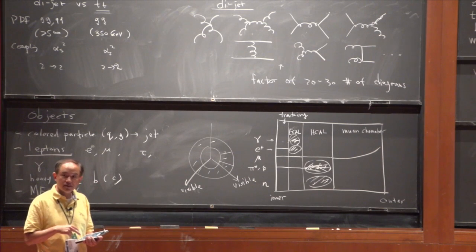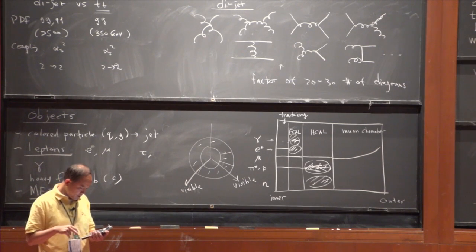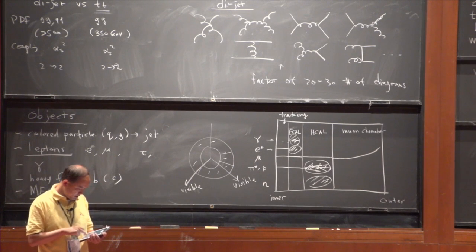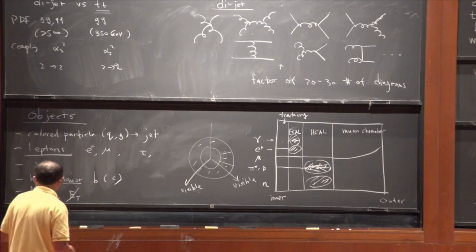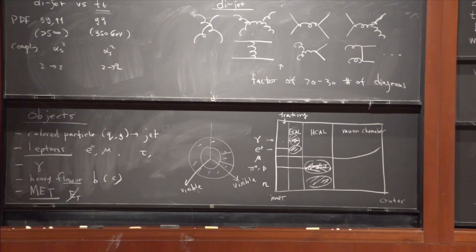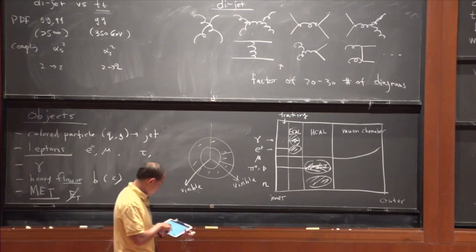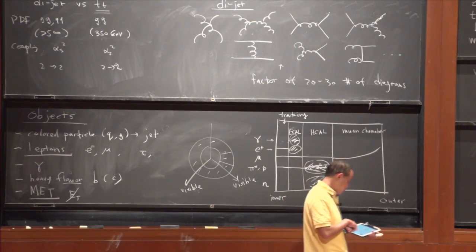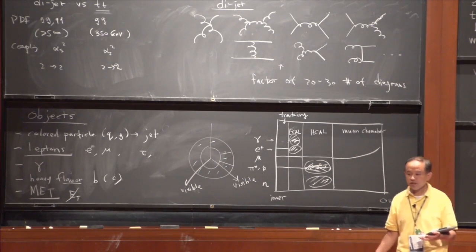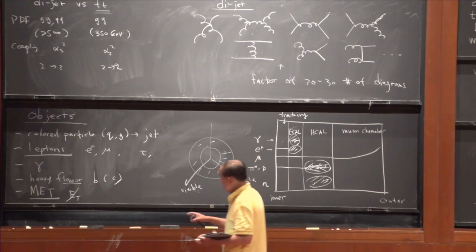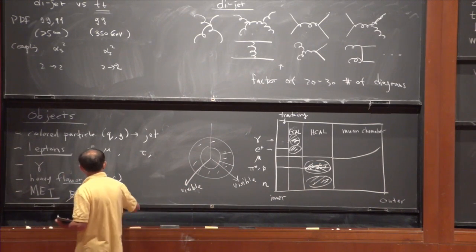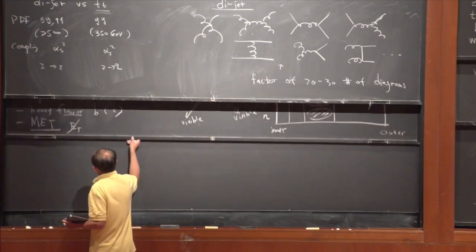Let's see what else I wanted to do. Okay, let's do it like this. So these are objects. Let's think about how discoveries will be made. How do we see new physics particles? Let's just think about it very roughly.